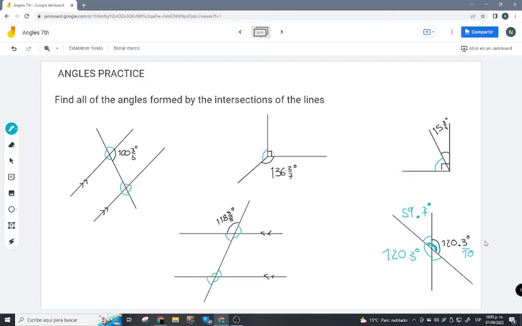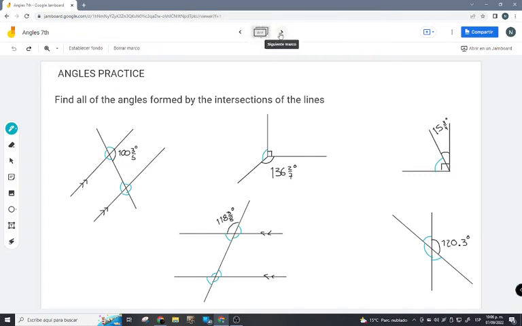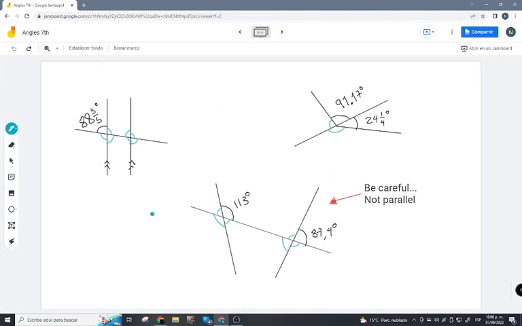I am going to show you right now another example that has decimals. So this one. Okay, let's do only this one, okay?